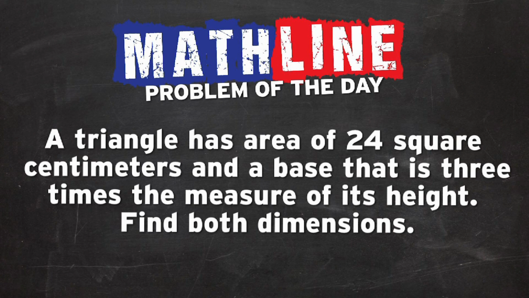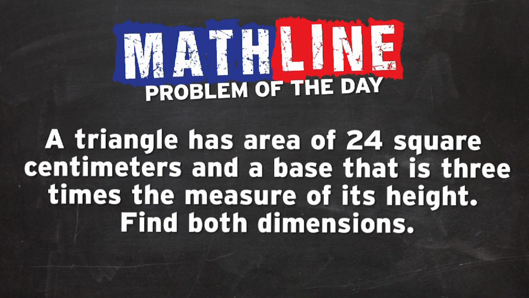This says a triangle has an area of 24 square centimeters and a base that is 3 times the measure of its length. Find both dimensions. Wow. A triangle has an area of 24 square centimeters, and a base that is 3 times the measure of its length. Find both dimensions.